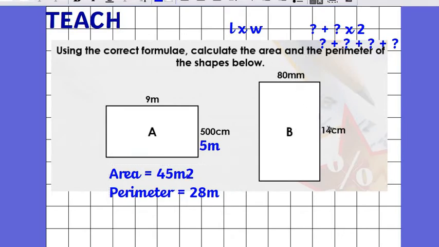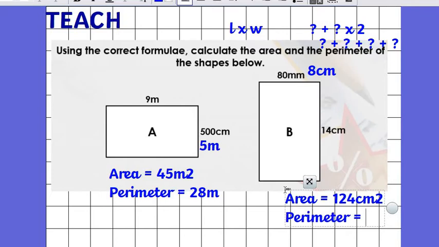Here, again, we've got two different units. So what I would do is I'd convert this 8 millimeters to 8 centimeters. Again, area, we know equals 8 times 14. So thinking about it, I know what 10 times 14 is, 140. I need to take two lots of 8 away, which I know is 16. So it's 124 centimeters squared. The perimeter then equals 8 add 14, which is 22, and 22 times 2 is 44 centimeters.